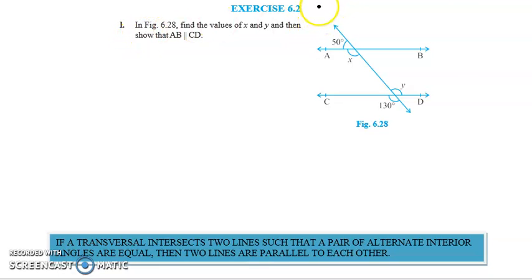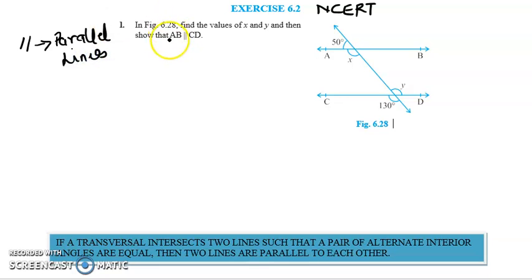Okay, this is your NCERT. Now question number 1 says, in figure 6.28 find the values of x and y and then show that AB is parallel to CD. This notation is of parallel lines, okay? Even if it is not written in words, you should know that these are parallel lines. So first we have to find the value of x, we have to find the value of y.